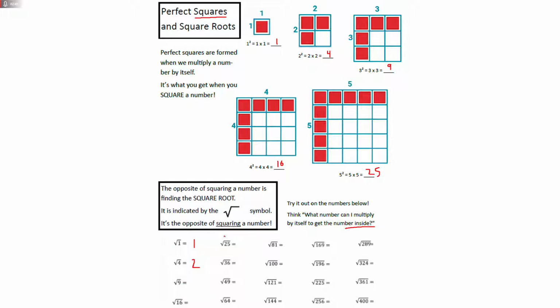Same thing with 9. What do I multiply by itself to get 9? Well, that's 3. How do I get 16? What times what gives me 16? 4 times 4 is 16. And you can notice a pattern. If my perfect square is 1, to find the square root of that, I'm just going to go backwards. So I know the square root of 1 is 1, the square root of 4 is 2, the square root of 9 is 3, the square root of 16 is 4.